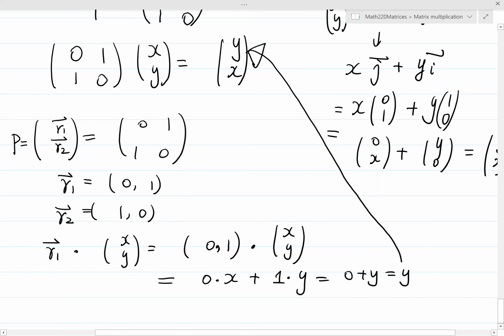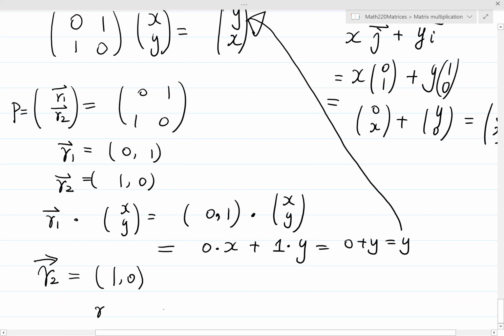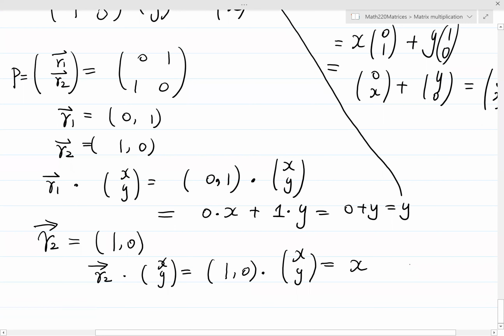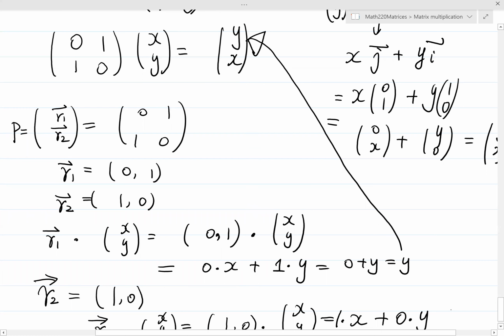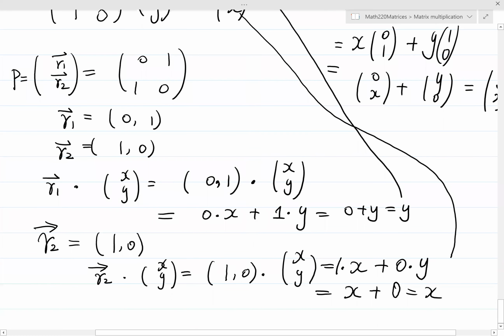Now the second row, R2, is 1, 0. Now R2 dot product with XY. Then we get 1, 0 dot XY. Component-wise multiply, and then add. So we get 1 times X, which is X, 0 times Y, we get a 0. Which is X plus 0, which is X. You see the second component, which is exactly X.